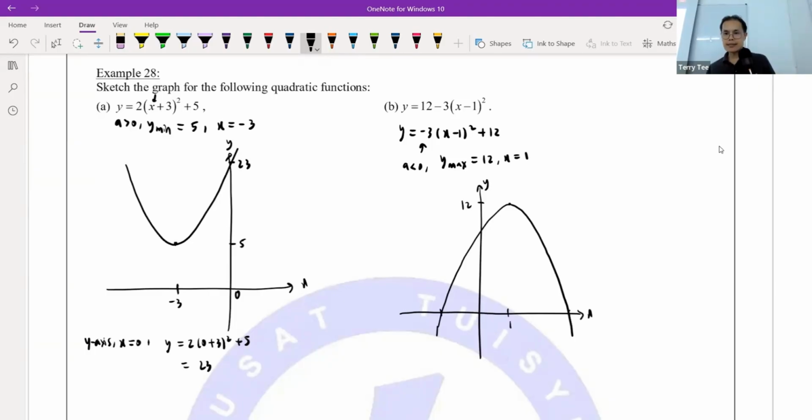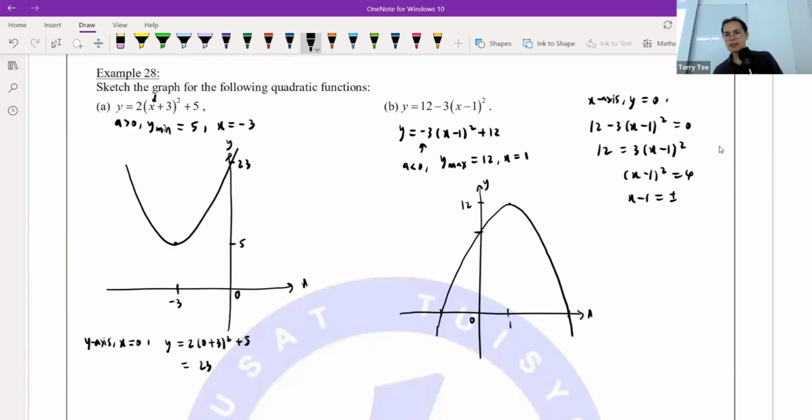Now, does it cut the x-axis? In this case, yes. Does it cut the y-axis? Yes, certainly. So we know at the x-axis, your y is 0, right? Let y be 0. Okay, so you have 12 minus 3 times (x minus 1) squared equals 0. 12 equals 3 times (x minus 1) squared. You divide this, 12 divided by 3 is 4. Whenever you square root, there is a plus minus. Your x is minus 2 plus 1, which is minus 1, or positive 2 plus 1, positive 3. This is minus 1 and 3.